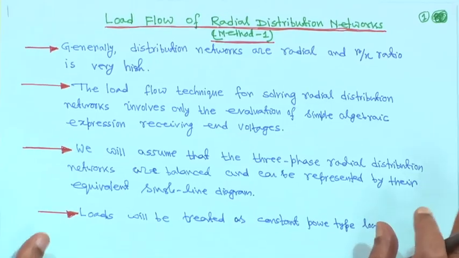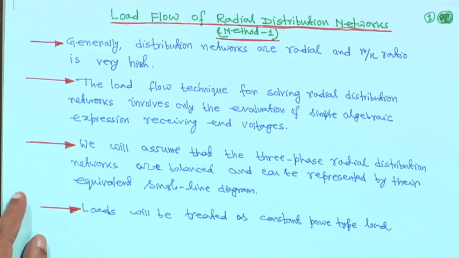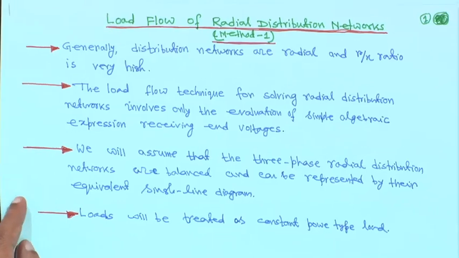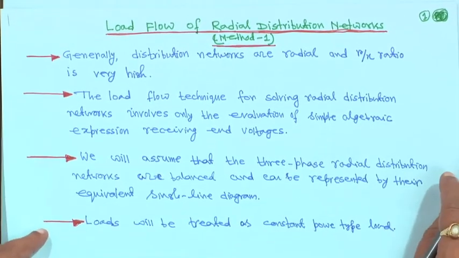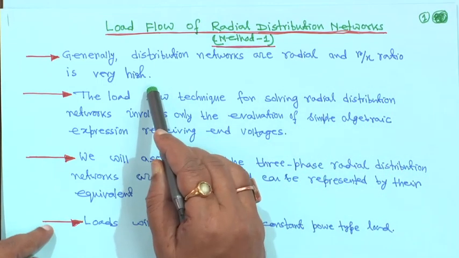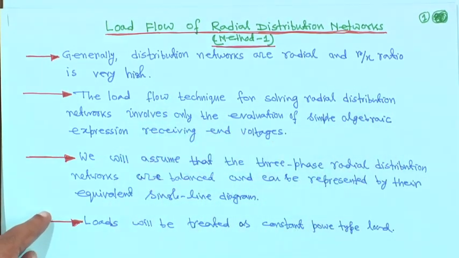So, load flow, we will see the 2 methods, but you have to try to understand each and everything. Things are easy, but you try to understand. Generally distribution networks are radial and the R by X ratio is very high, I told you just now, right.